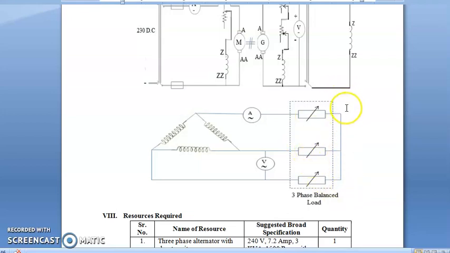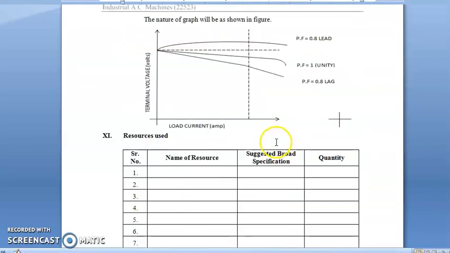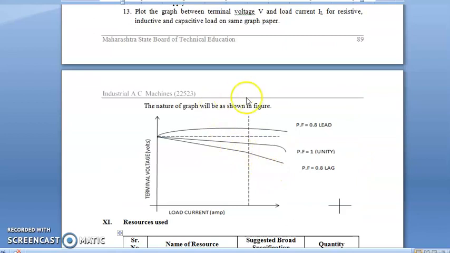If I want to find the voltage regulation for unity power factor, you should connect resistive load. For lagging power factor, you should connect inductive load. And for leading power factor current, you should connect capacitive load, but this load should be balanced. Now for the alternator terminal I have connected one ammeter as well as one voltmeter. Now I will move towards the nature of the graph. The graph is plotted as load current versus terminal voltage.